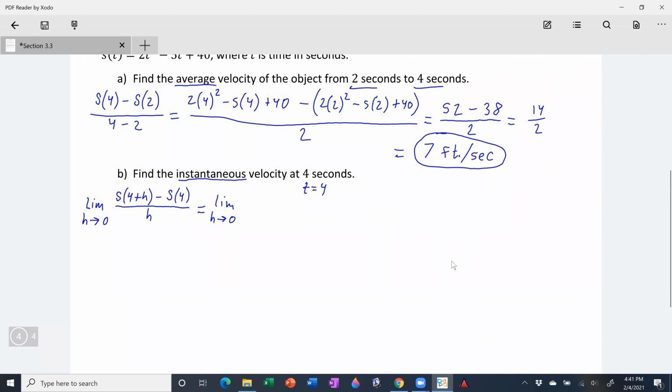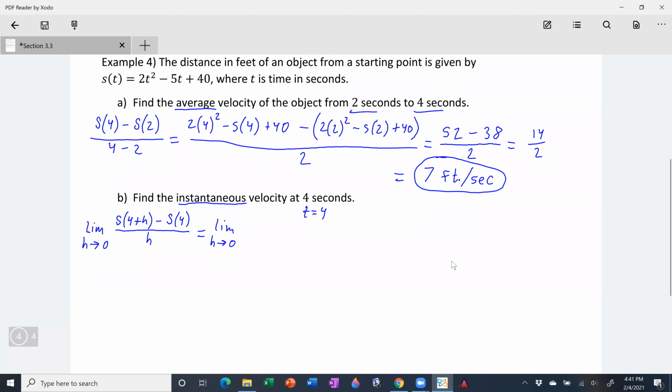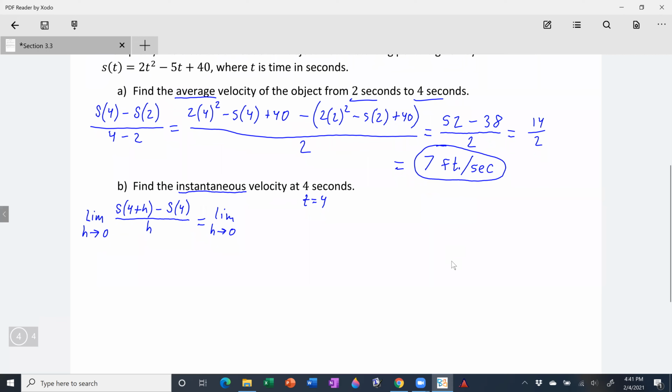Now we could do the direct substitution right now, but you would end up with that 0 over 0 situation, that indeterminate form. So we got to work out this algebraically. So plugging in 4 plus h as the input. So be a little bit careful here. The function says 2 times input squared. So 2 times, and the input is 4 plus h. 4 plus h squared minus 5 times the input. And again, 4 plus h. Okay, and then plus 40.